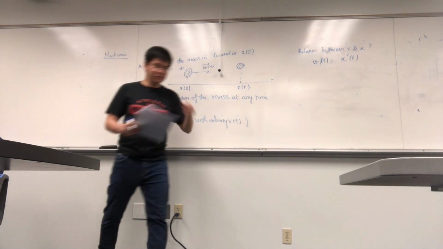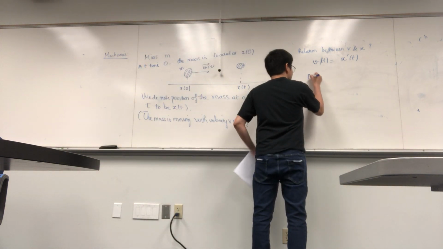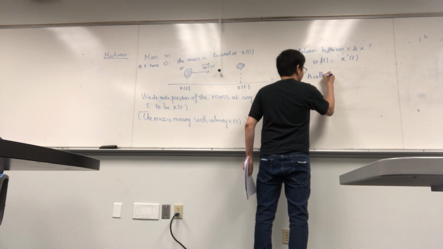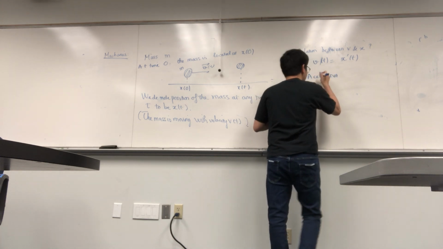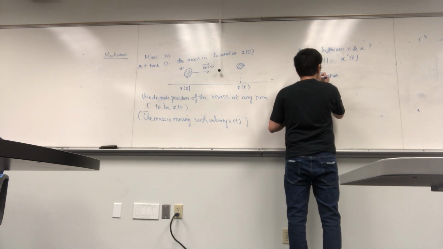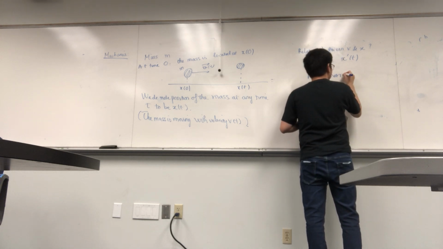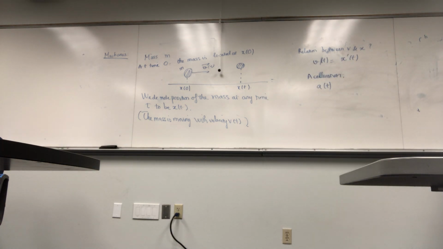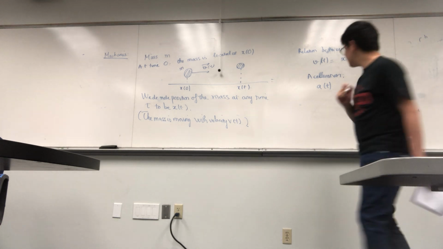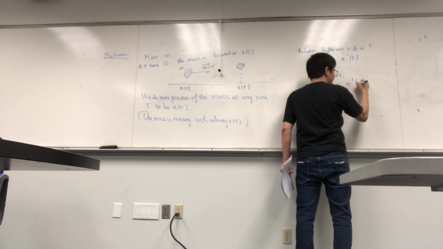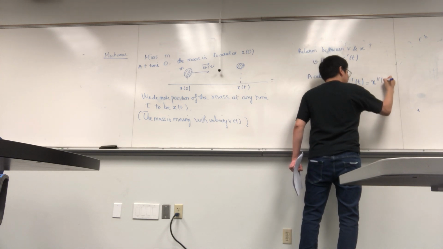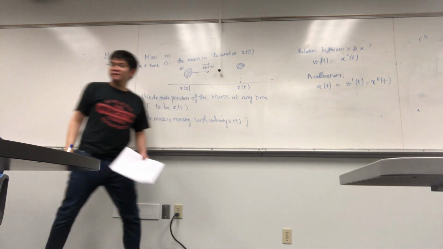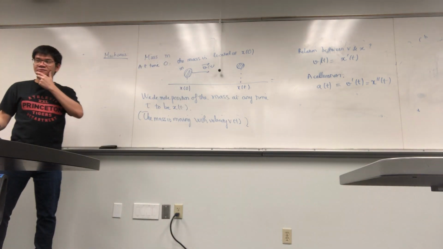Now we have another quantity, which is the acceleration, a of t. So what is the acceleration? Yes? Acceleration is v prime or x double prime. Excellent. So the acceleration will be v prime, and this is also x double prime. All right? It's clear?